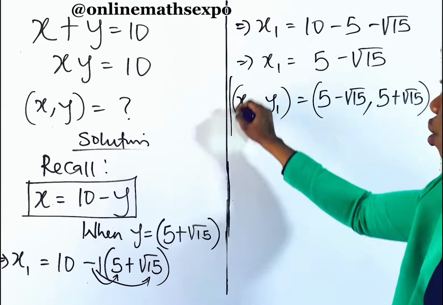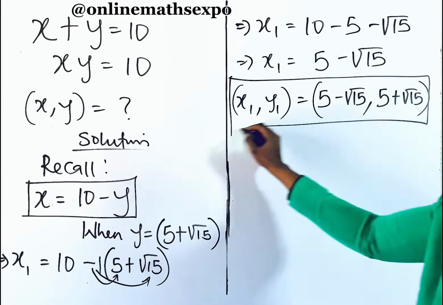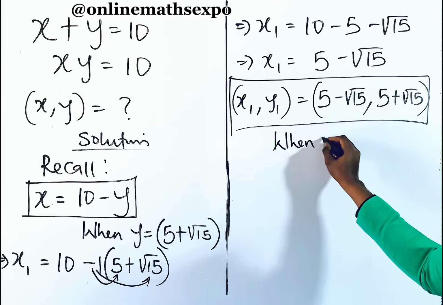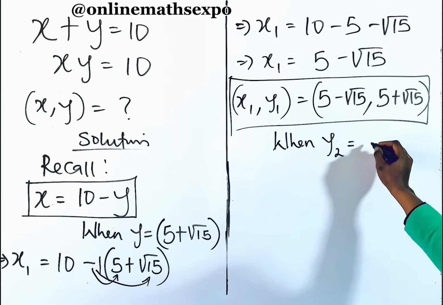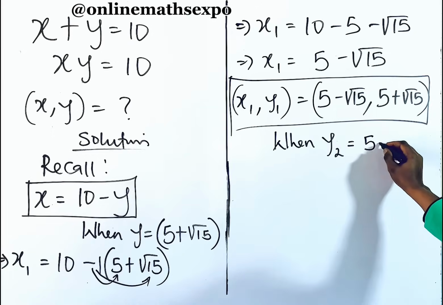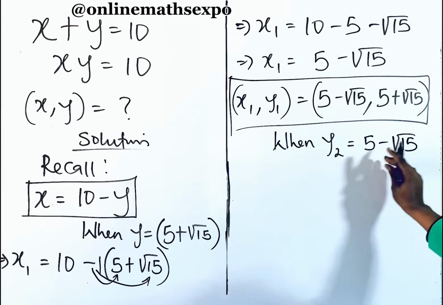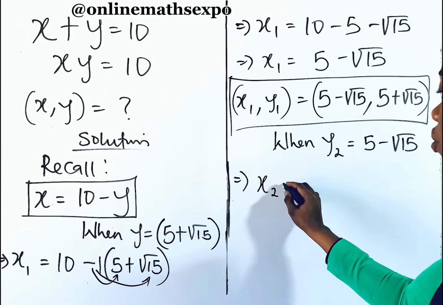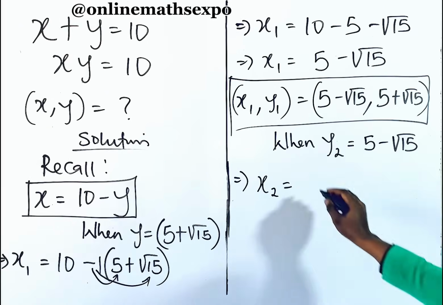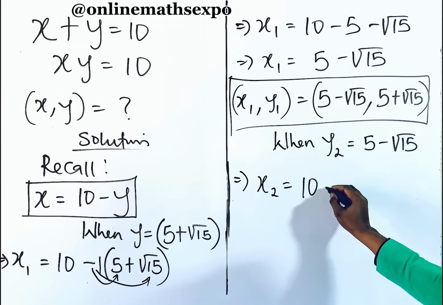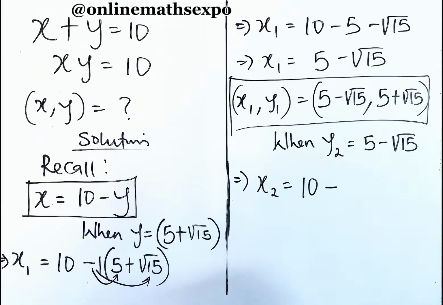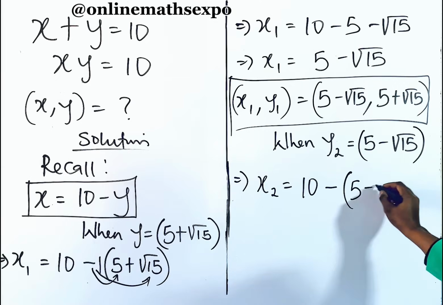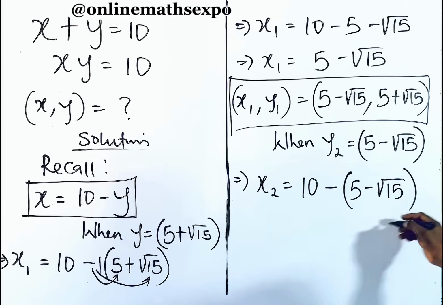Now we're going to also get the second value of x. To do that, we have it that when the second value of y is 5 minus root 15, that's the second value of y, we are going to have the second value of x equal to 10 minus, using this. So we're going to have 10 minus, put this in bracket, 5 minus root 15.